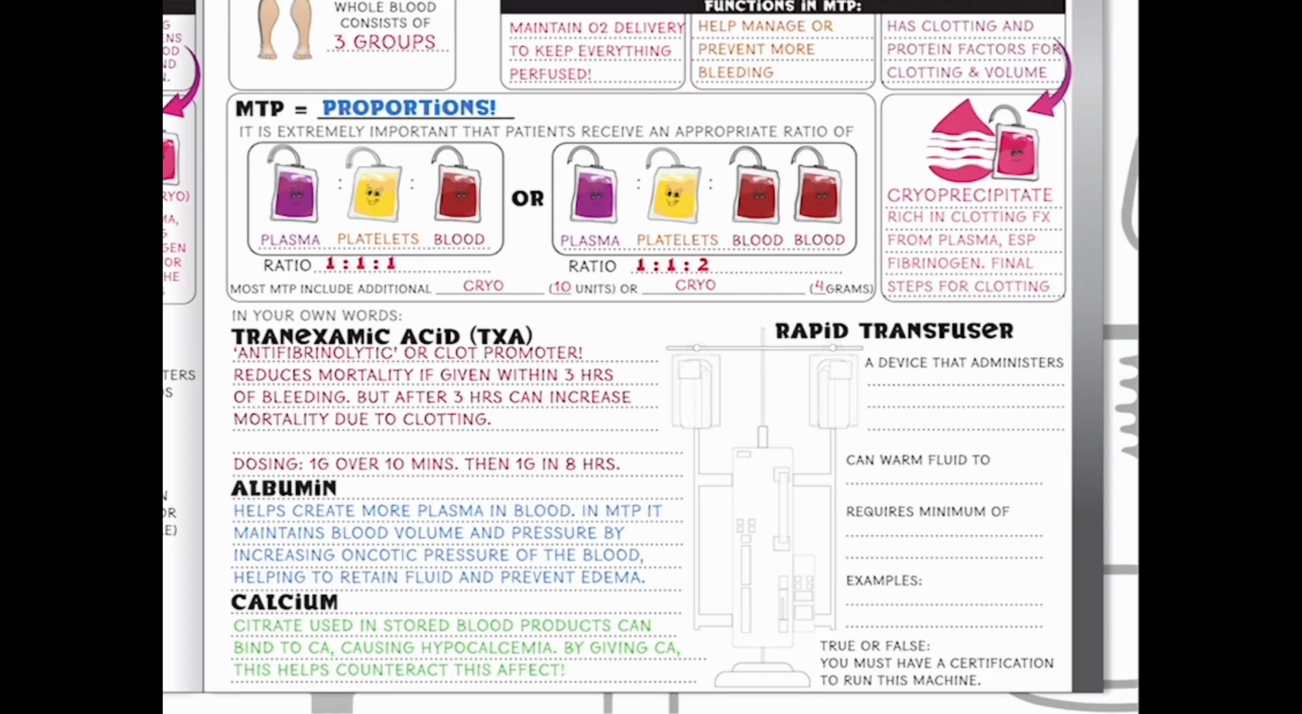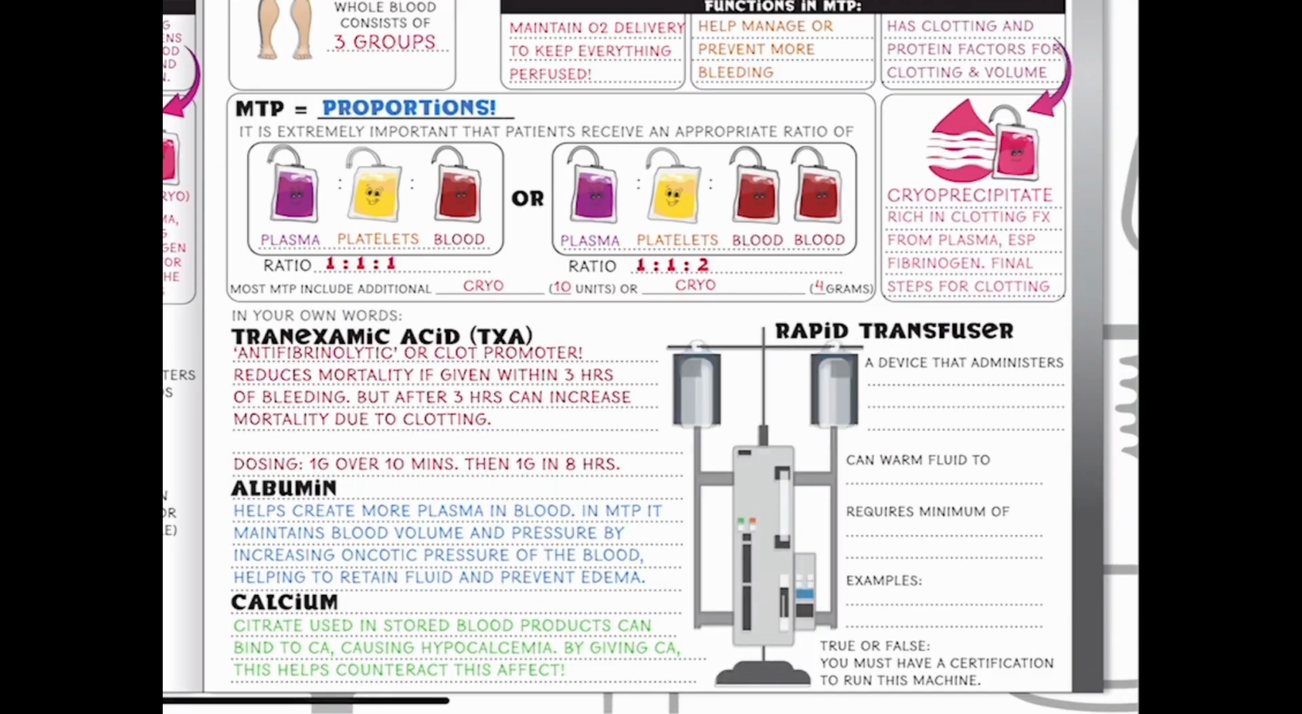And lastly, we have this fancy little machine over here. This is one of my best friends in the ER. I love this machine. This is called a level 1 rapid infuser or transfuser. This is a device that administers blood or IV fluids quickly. We can use this to warm our fluid to prevent hypothermia. And if we remember in trauma, a cold trauma patient is actually really bad.